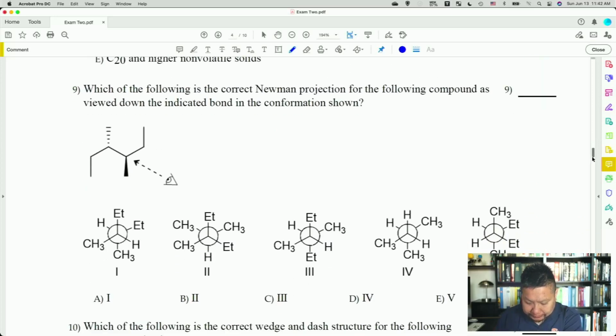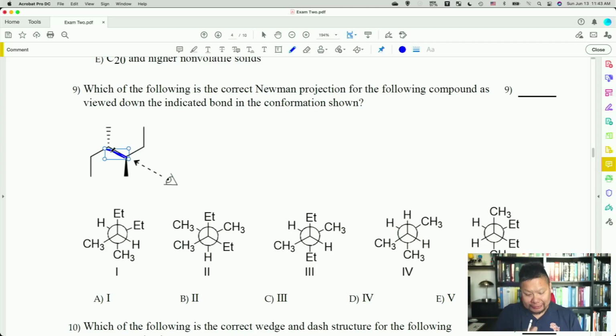Which of the following is the correct Newman projection for the following compound as viewed down the indicated bond? This is one of those things where you've got to think about this three-dimensionally, especially since you probably don't have a Molecular model kit at home, and plus you can't use one on the test, right? You're looking down this bond, which means that flat bond is where the flat sheet of paper is. So pick up that bond, look at it, with the piece of paper going up and down like this.